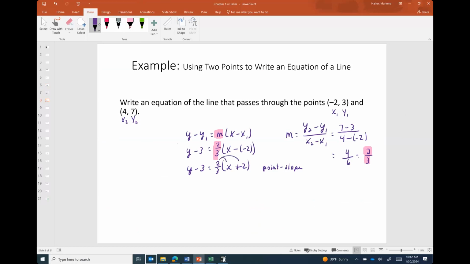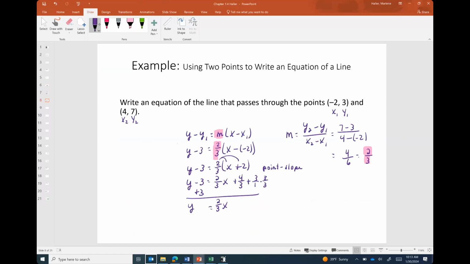Let's distribute that 2/3. So we'll have y minus 3 is equal to 2/3 x, and then plus 2 times 2/3, or 4/3. All right, we'll add 3 to both sides. So then we have y equal to 2/3 x plus 4/3 plus 3. Well, to add 3 to 4/3, we need to write 3 as thirds. So we'll multiply 3, which can be written as 3 over 1, times 3 over 3, right? 3 over 3 is just 1, so it doesn't actually change that value.